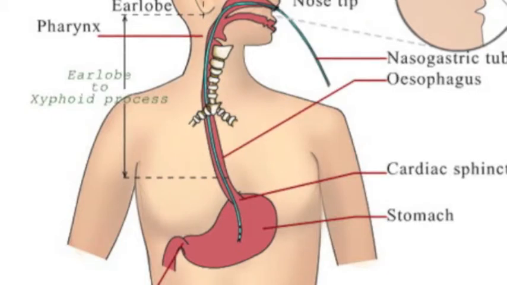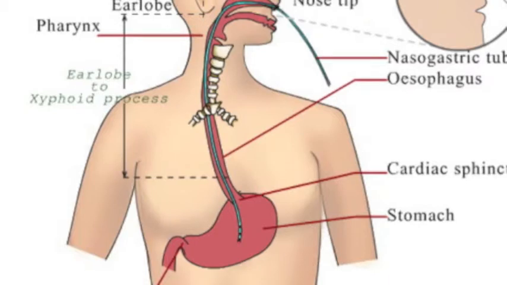Other things to remember is placement. Measure from the tip of the nose to the top of the ear. She'll tell you what the terms are when she gets up here, but it's the top of the ear. Then you go down to the xiphoid process.